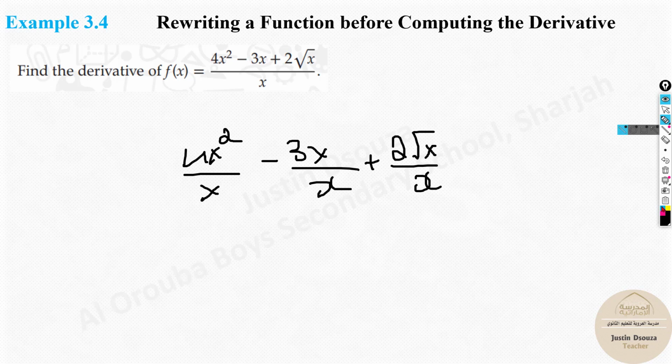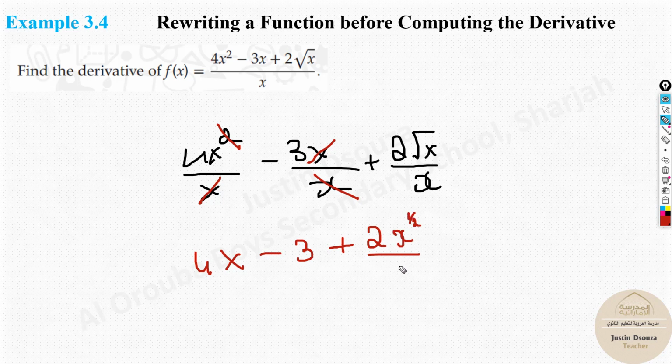Now let's solve it. I will change the color. Let's cancel this x, and the square goes. You're remaining only with x. This and this cancel off. You're remaining only with 3. And what about this? Now here I'll write 4x minus 3 plus, remember this is 2x to the power half divided by x. So this is basically 1.